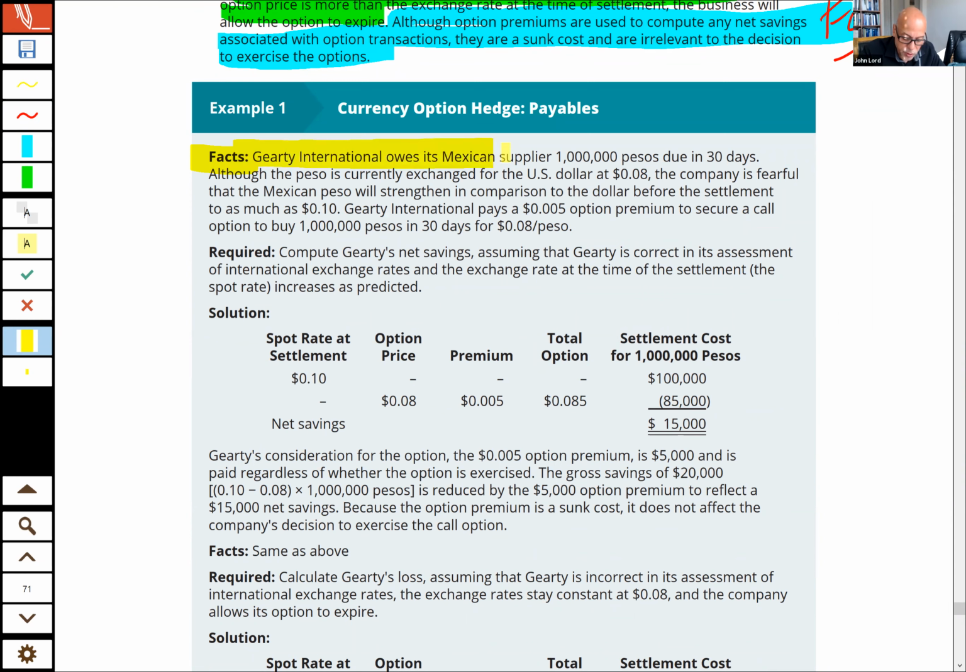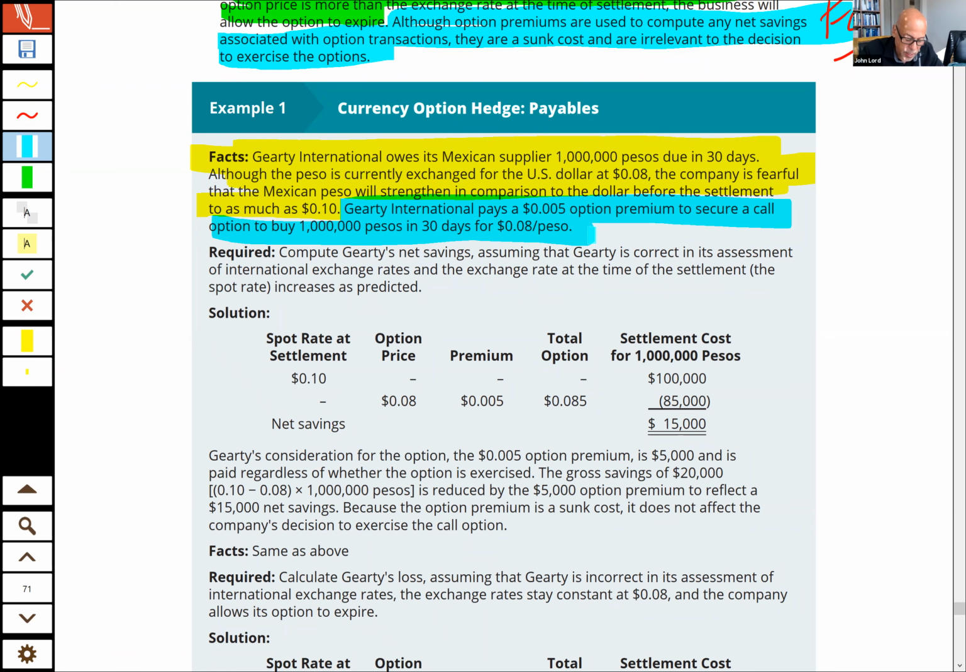So Garrity International, again, 1,000,000 pesos due in 30 days, and it's 8 cents to the peso, but they're thinking that the peso will strengthen, and it's going to be 10 cents to the peso. So instead of a forward contract, they're going to pay 5% of 1 cent, or $0.005, to secure a call option to buy 1,000,000 pesos in 30 days for 0.08, thus protecting their position.